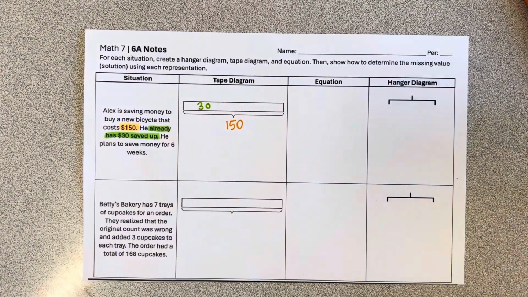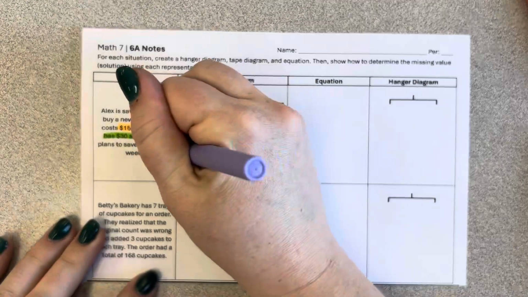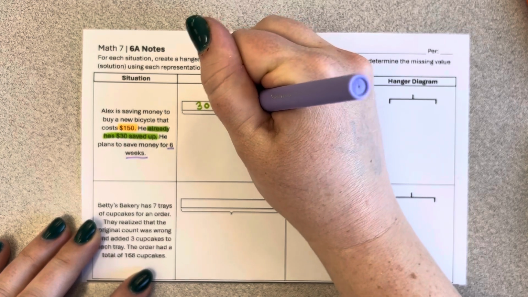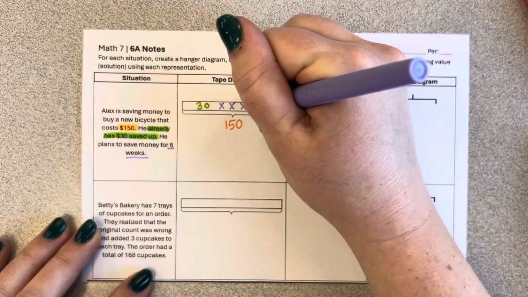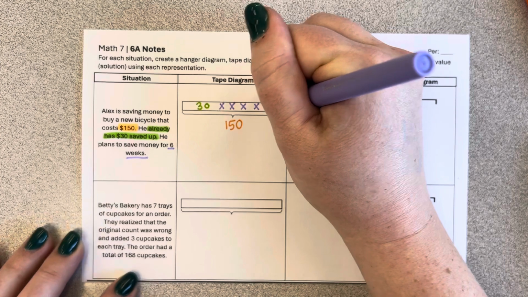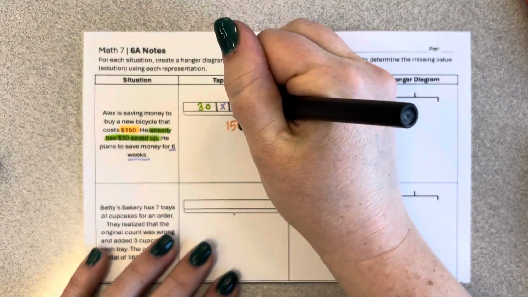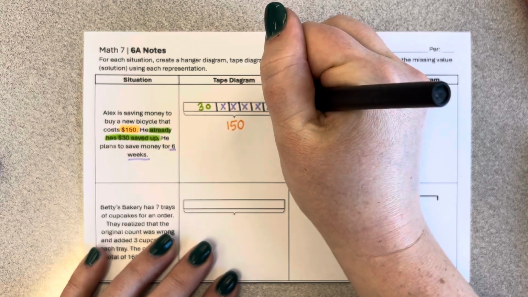And then I also know that he is saving money for 6 weeks. So I have to represent those weeks, but I don't know how much he is saving, so I'm representing them using X. I'm gonna break my tape diagram into those sections. So I have a section of 30 and then I have 6 sections with X.